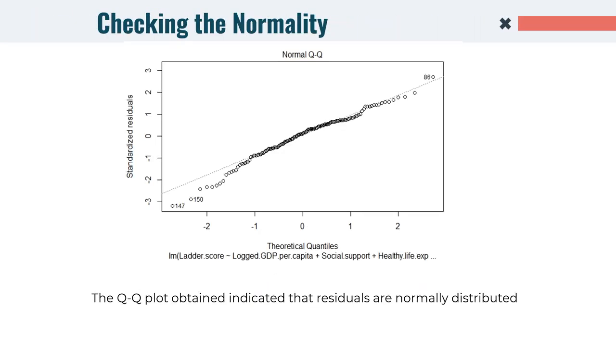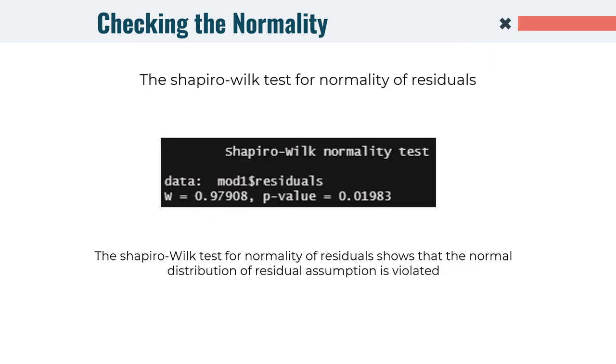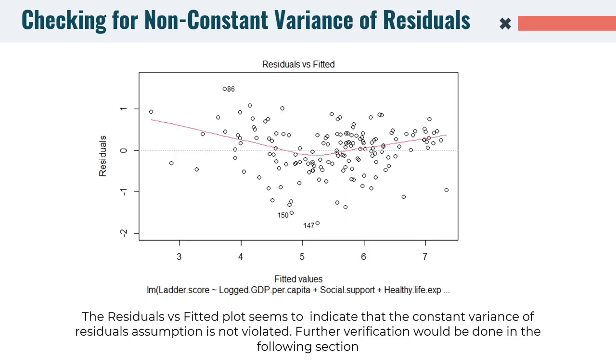For checking the normality assumption, we use both the normal QQ plot and a Shapiro-Wilk test. The plot shows that the residuals are normally distributed. However, the Shapiro-Wilk test, which is the formal test for normality, showed that the assumption of normal distribution of residual is violated. For checking non-constant variance of residual, again we have used the residual versus fitted value plot.